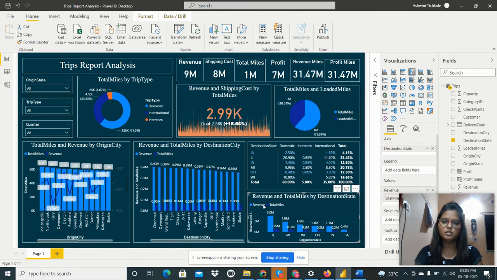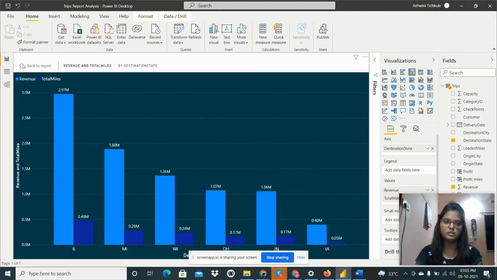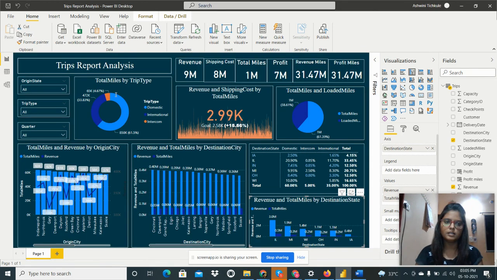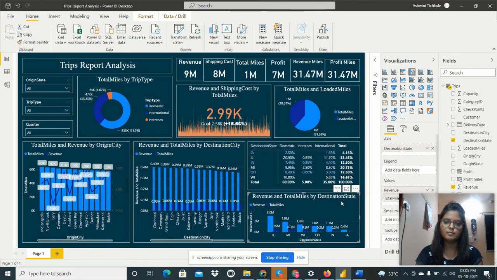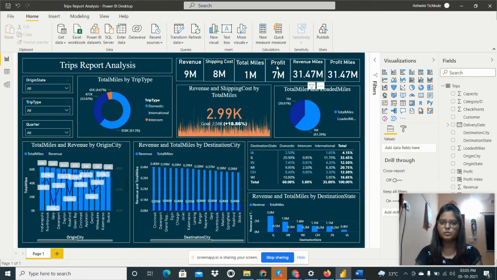Then the next one is the revenue and total miles by destination state. So we can zoom out and we can see. For IL, revenue is 2.97 million and the total miles is 0.48 million, and then the lowest is IA. So we can analyze the revenue and total miles by destination state from this chart. Okay, so this is all about my report, and thank you.